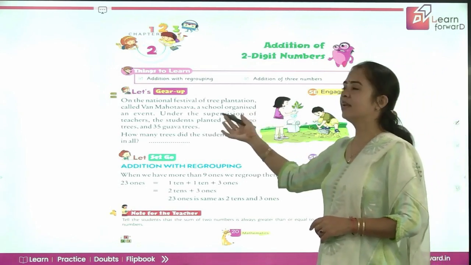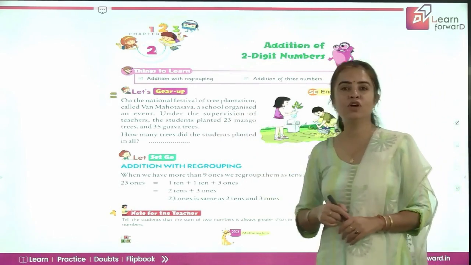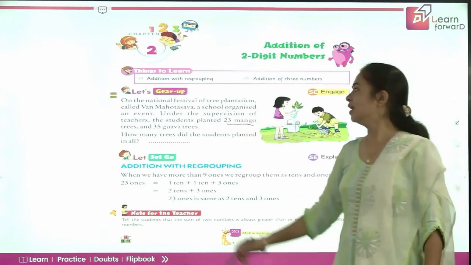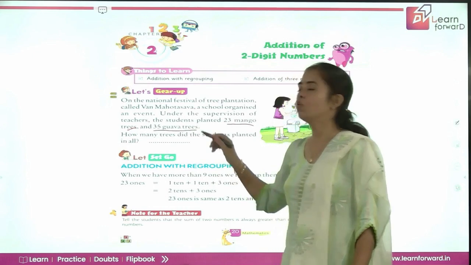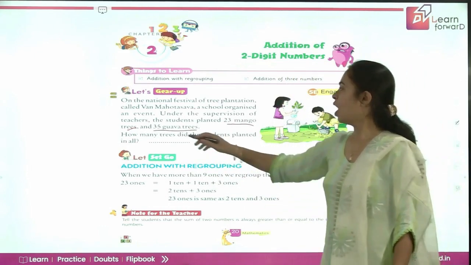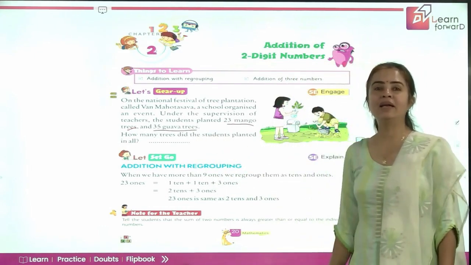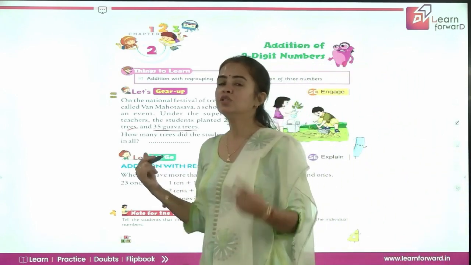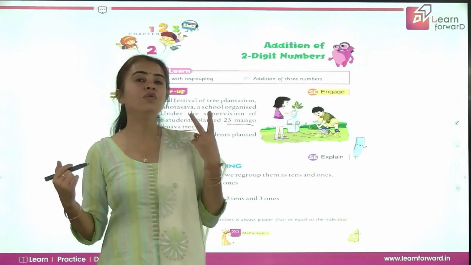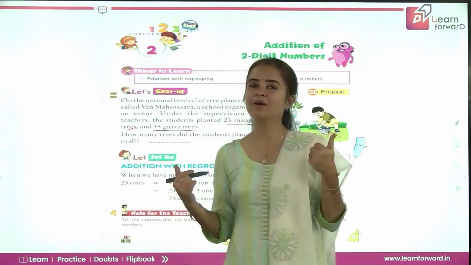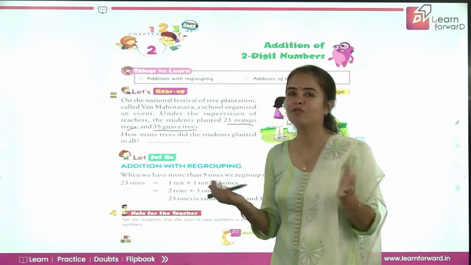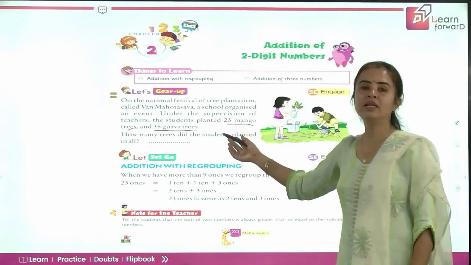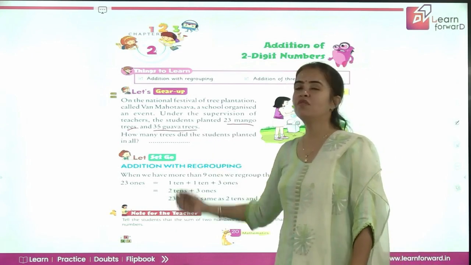A school organized an event, and under the supervision of teachers, the students planted 23 mango trees and 35 guava trees. So how many trees did the students plant in all? They planted fruit trees. So which trees are these? Mangoes and guavas, so that they can have fruit also in the school, right? So what is the number, children? 23 mango trees and 35 guava trees.